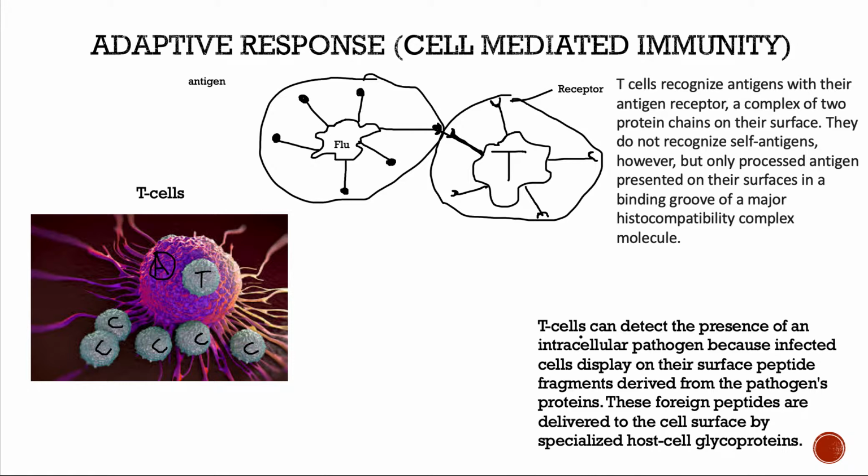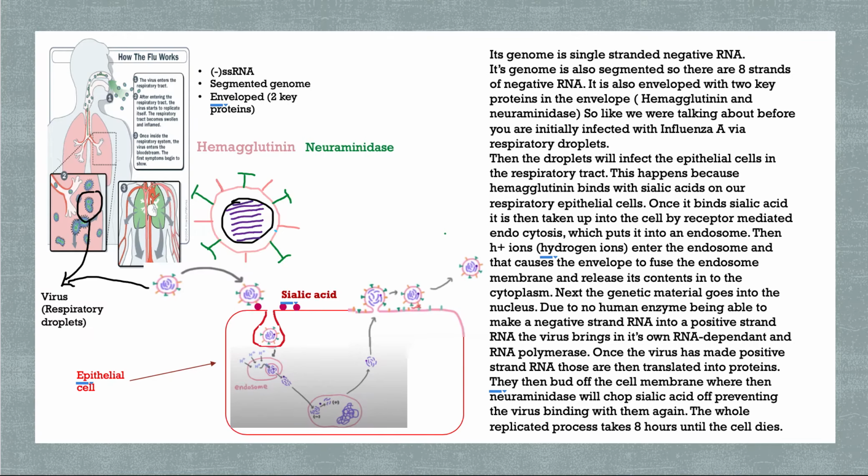T cells can detect the presence of an intracellular pathogen because infected cells display on their surface peptide fragments derived from the pathogen's proteins. These foreign peptides are delivered to the cell surface by specialized host cell glycoproteins. So moving on to the actual process and what happens within the human body in the immune response and how that cell-mediated immunity responds, so the adaptive response.